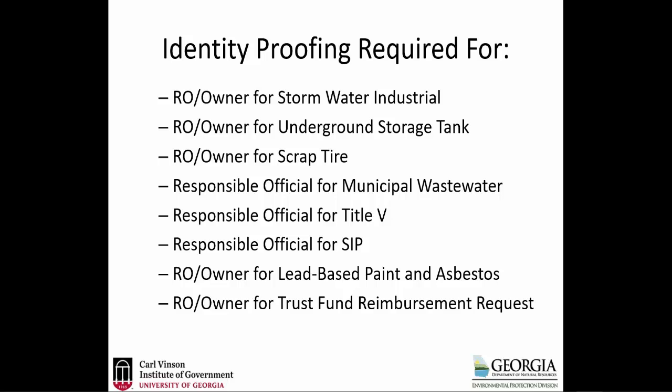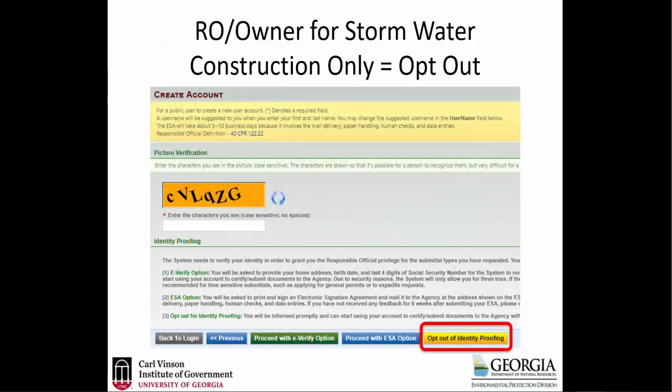Now for the following application types, identity proofing using E-Verify or ESA is required. RO and/or owner for stormwater industrial, for underground storage tank, for scrap tire, RO for municipal wastewater, for Title V, for SIP, for lead-based paint and asbestos, and for trust fund reimbursement request. If you're only going to be an RO for stormwater construction, then you have the option of opting out of identity proofing for the time being. In the future, there may be a requirement for you to go through identity proofing. If so, you'll be required to use either E-Verify or the ESA option.